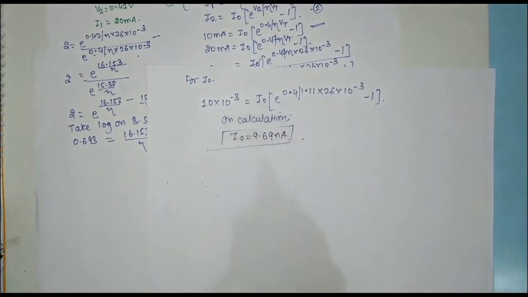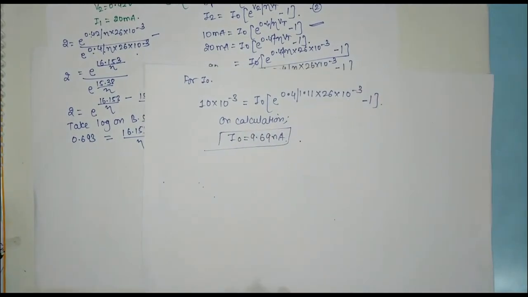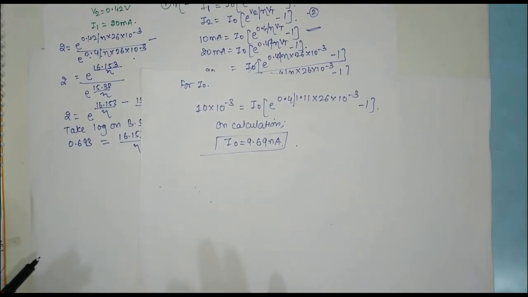Therefore, now we have calculated the value of eta as well as I0, that is the reverse saturation current. Now we'll move on to a new topic that says small signal equivalent of a diode.